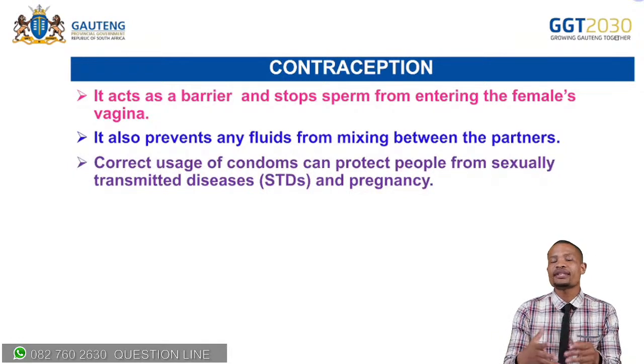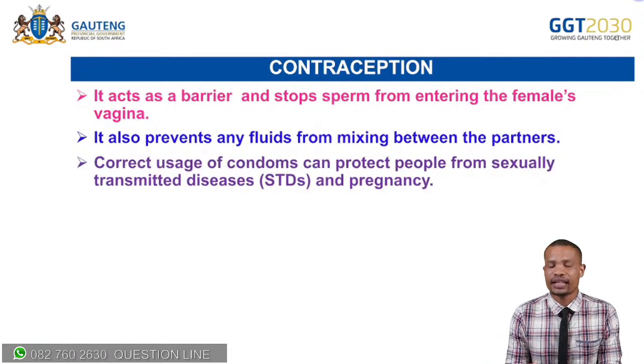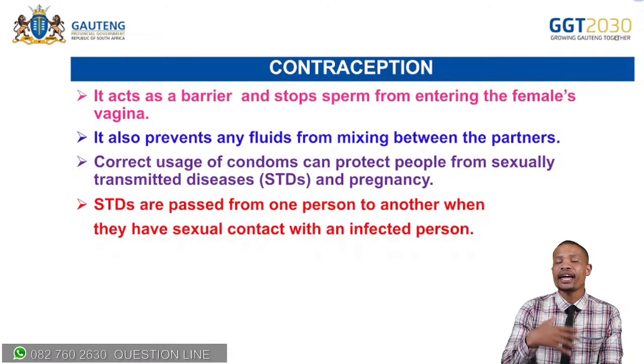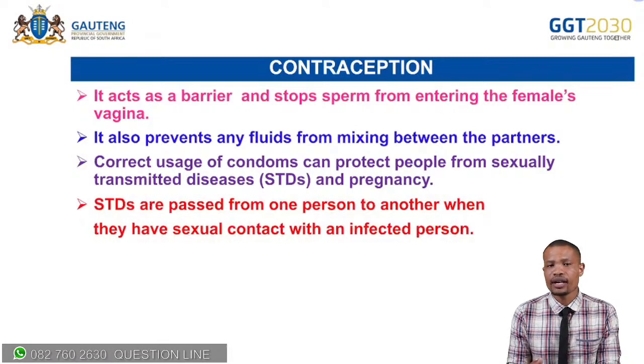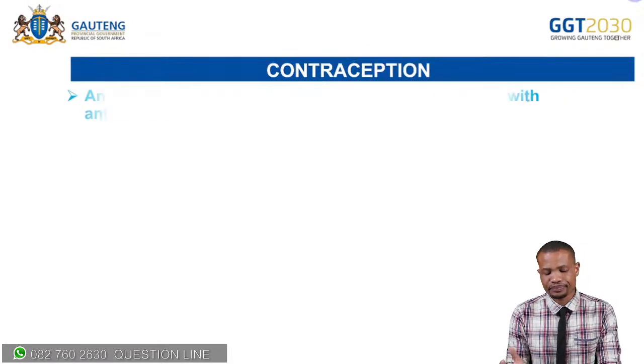Right, sexually transmitted diseases are diseases that are passed from one person to the other during sexual intercourse. They are passed from one person to the other when they have sexual contact with someone who has an infection. An example of STDs, which is very common, would be HIV, okay? But there are other forms of STDs that you may learn about in future.